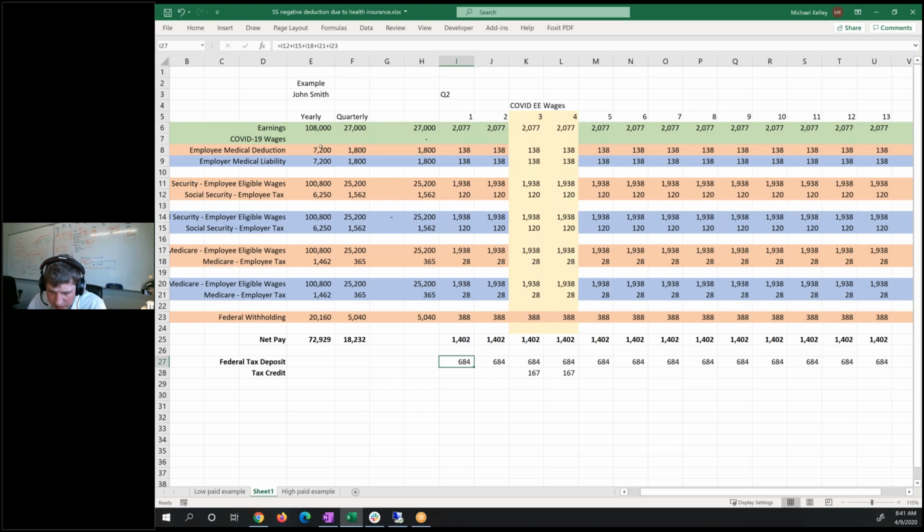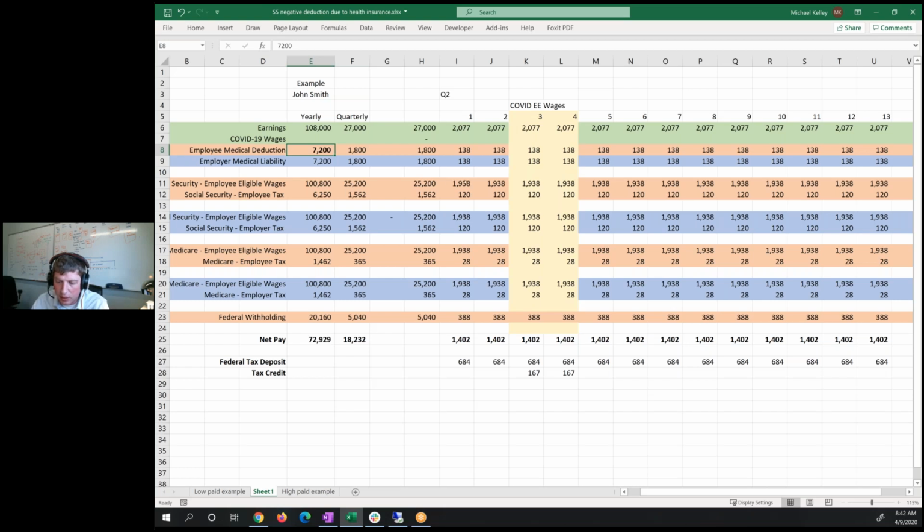Now, here's the deal. The law has stipulated forever and a day that this 7,200 right here, this is the one that causes all of the pain. The employee medical deduction is not subject to Social Security wages. Specifically, it's not a basis for either the employee Social Security wages, nor for the employer Social Security wages. Employee and employer both, it reduces the basis for both of those.